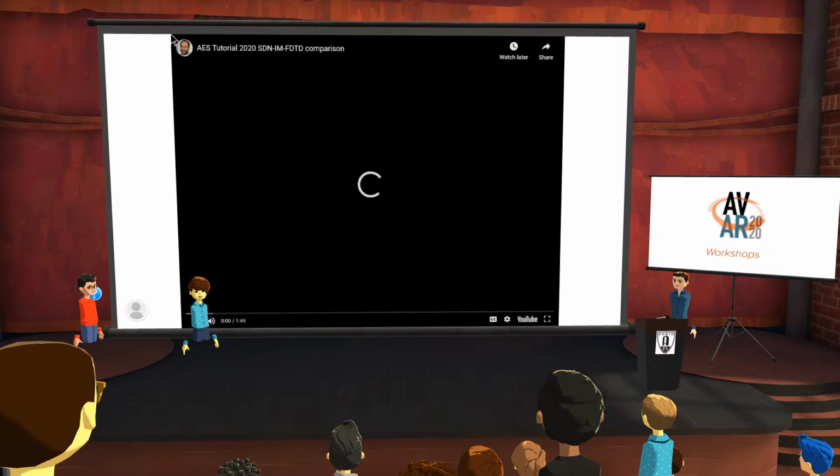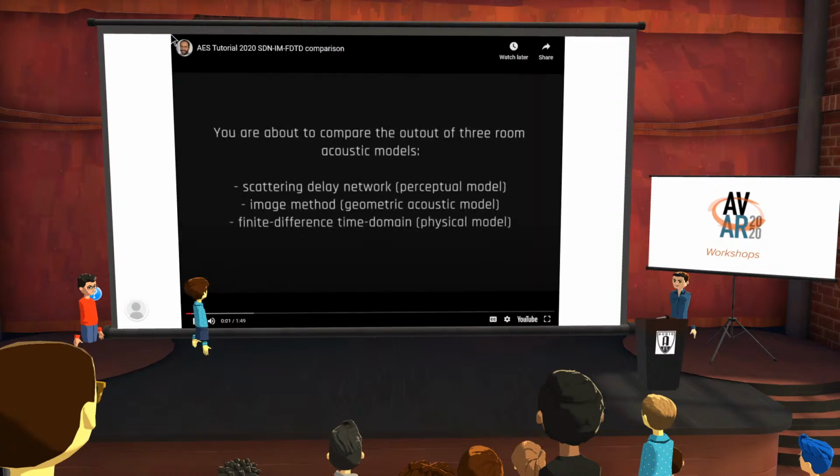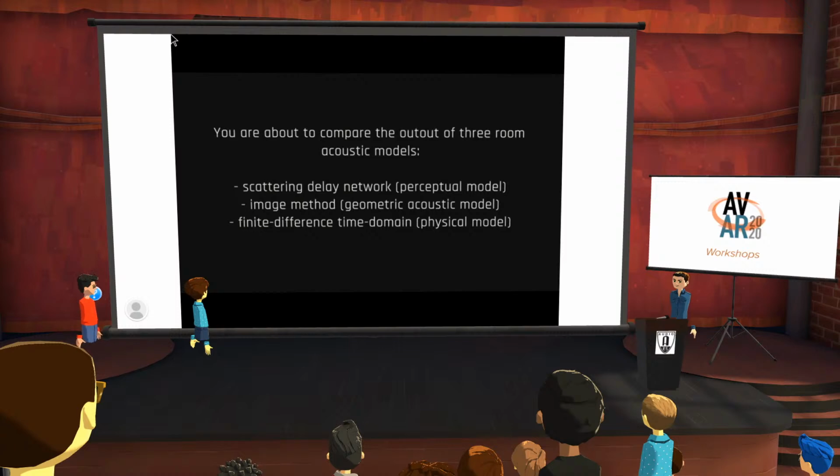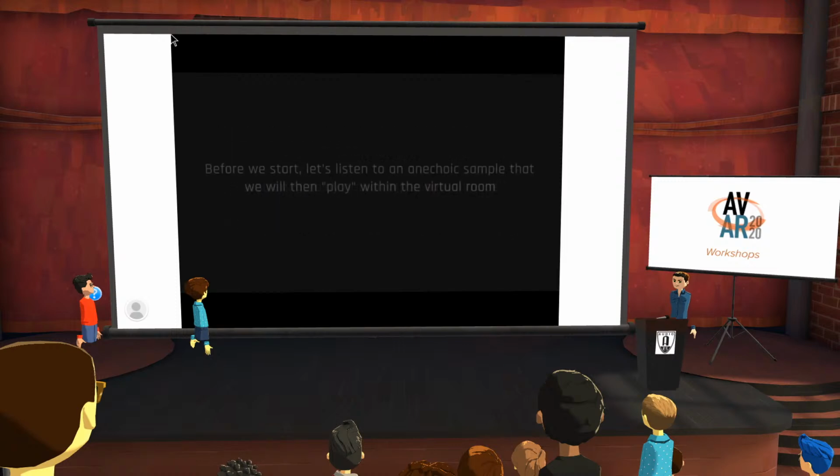So I just wanted to show you some examples here where we're going to have the 3 different models randomized, and we're going to make you listen to a sound reverberated through these 3 models. One is SDN, the other is the image method, and another one is FDTD. First we're going to start with the anechoic example here. And now randomly I'm going to play one of these 3 models, and I want you to think which one is which.